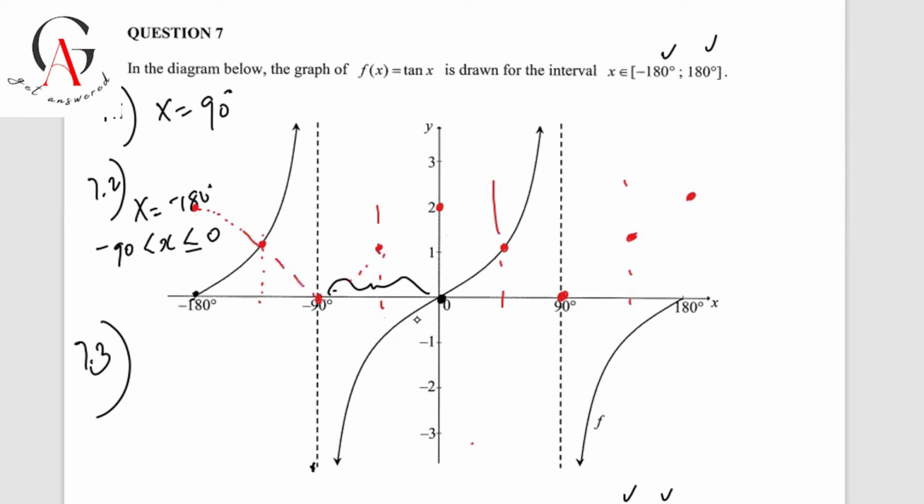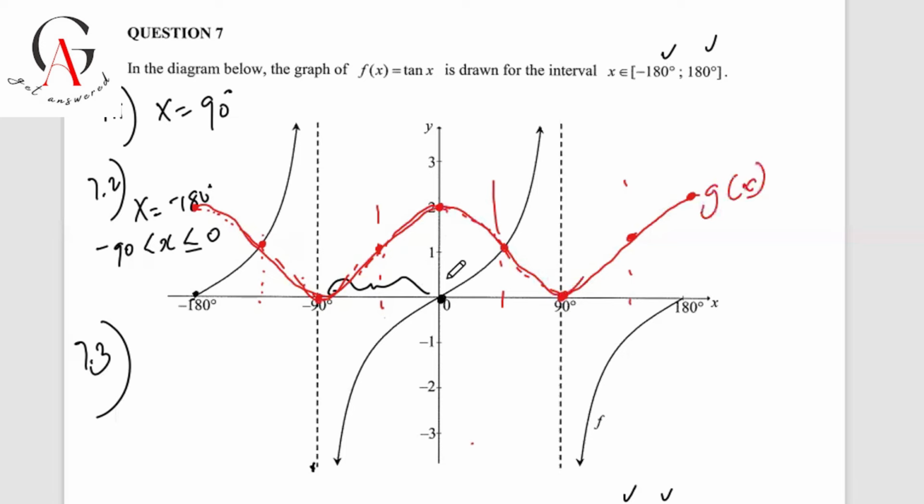with my free hand. Remember those are turning points, so they should be relatively smooth, not very sharp. Okay, so we have something like that. So that is g of x.